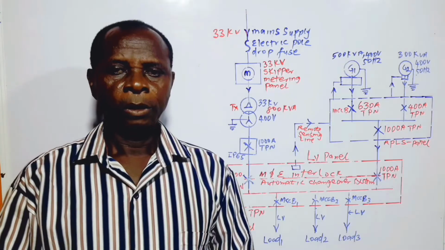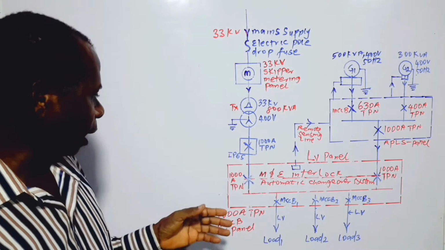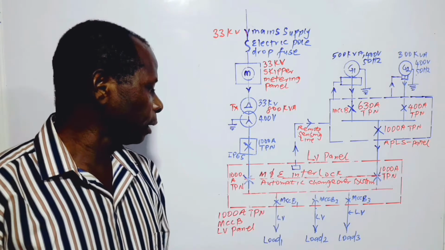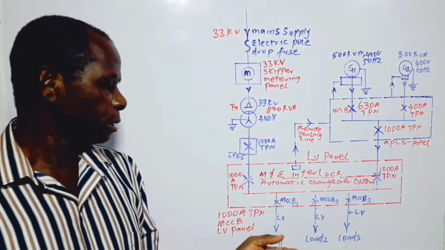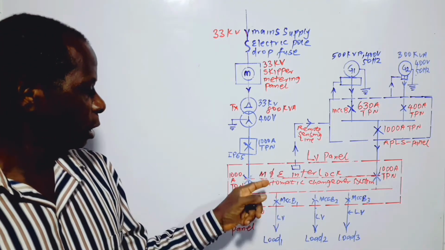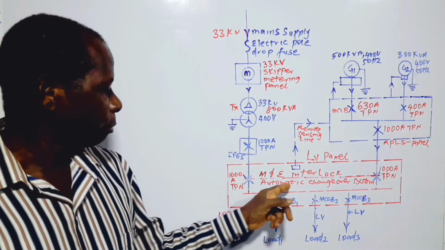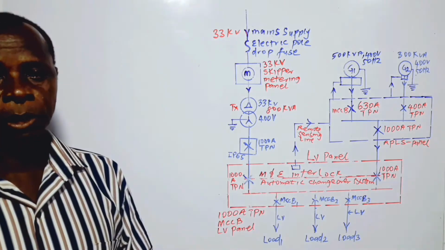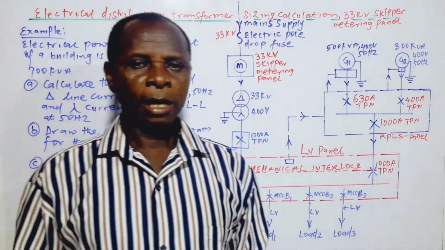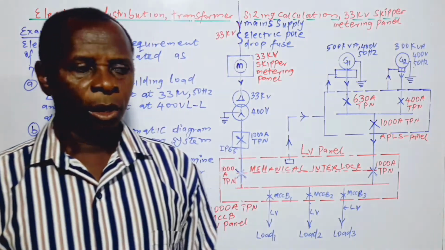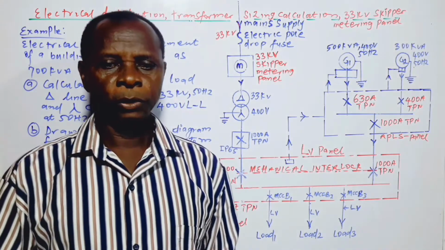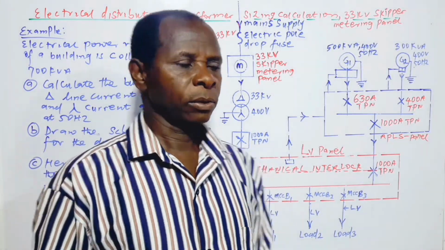Please, in this video, anywhere mechanical interlock appears, it is meant to be MIE interlock or automatic changeover system. Mechanical interlock alone is a manual changeover switch, while MIE interlock means automatic changeover switch. For proper understanding as well as thorough understanding of the concept, it is always better to make use of an example. So please continue to watch the video as I go through the example.